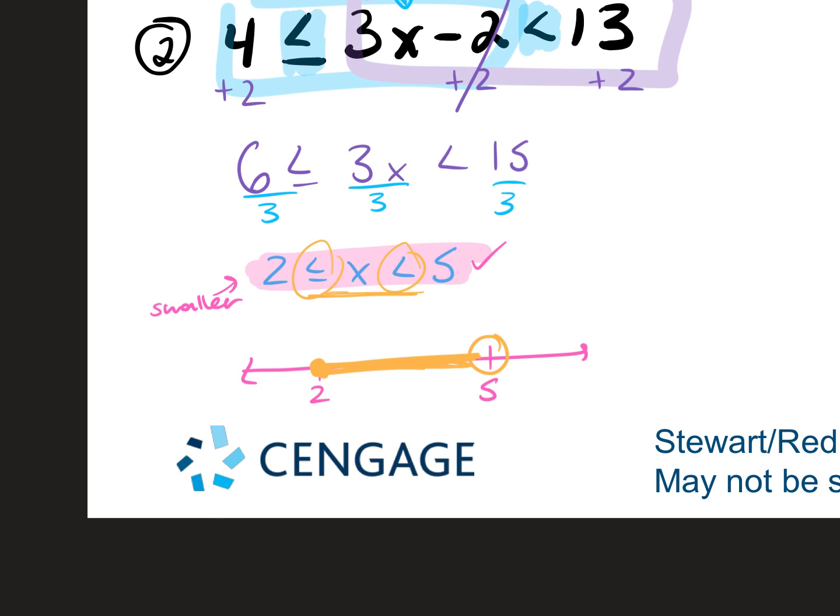So also you can just plug in a number. So a number in between 2 and 5 would be like 3. 3 would be about there. You could plug in a number. 2 is less than or equal to 3. That's true. And 3 is less than 5. Yes, so we would color in between our 2 points.